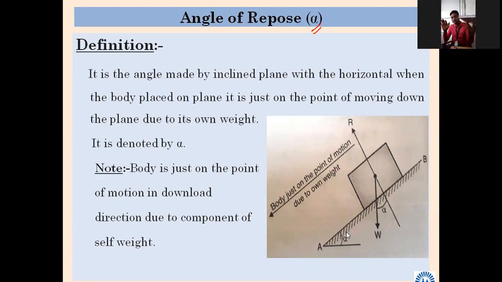Yes, it is the inclination. It is the inclination made by, it is the angle made by the inclined plane with the horizontal when the body placed on the plane is about to move or it is just on the point of moving down due to what? Due to its self weight or its own weight. That angle is known as angle of repose. It is denoted by alpha. And here we should remember we don't apply any force on the body, but the body is going to move due to its own weight, or we can say due to its self weight.